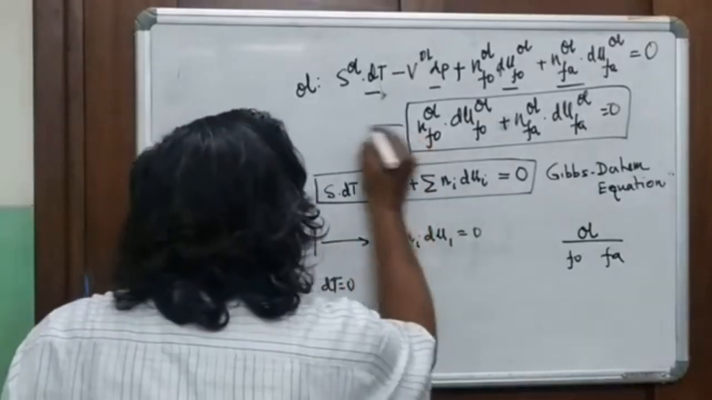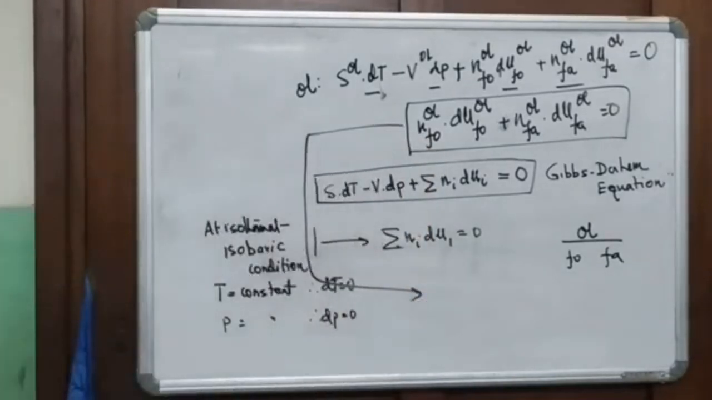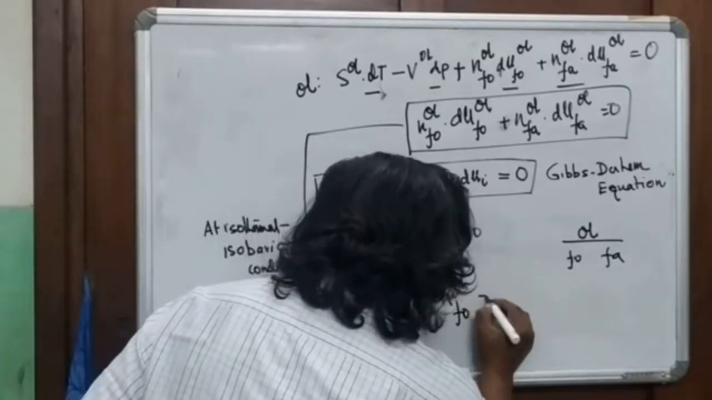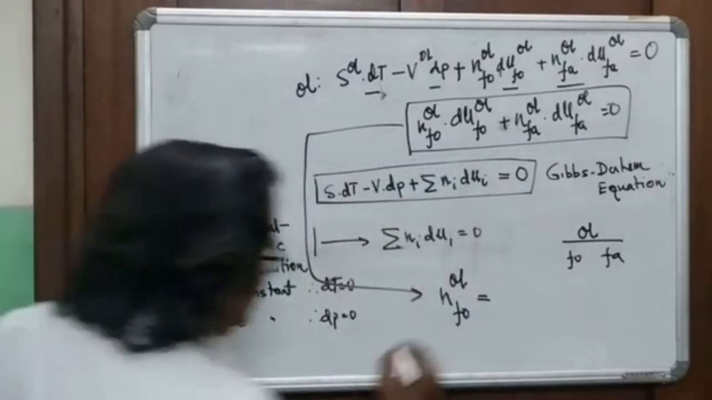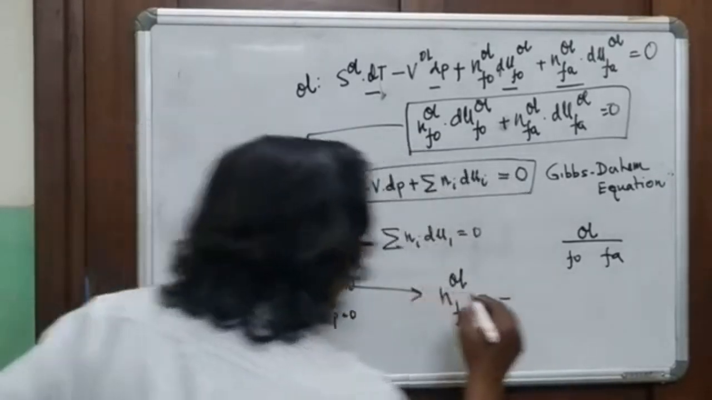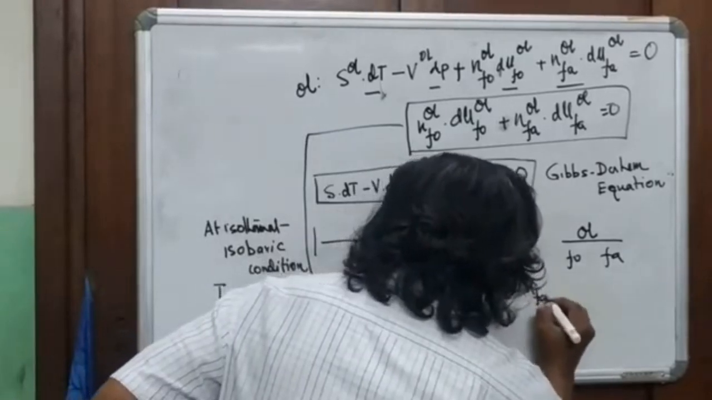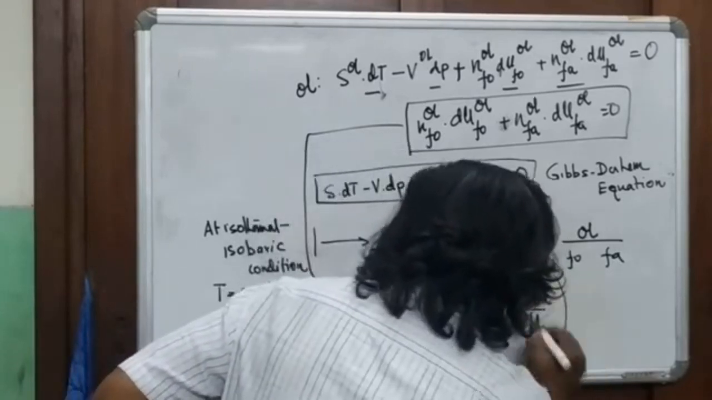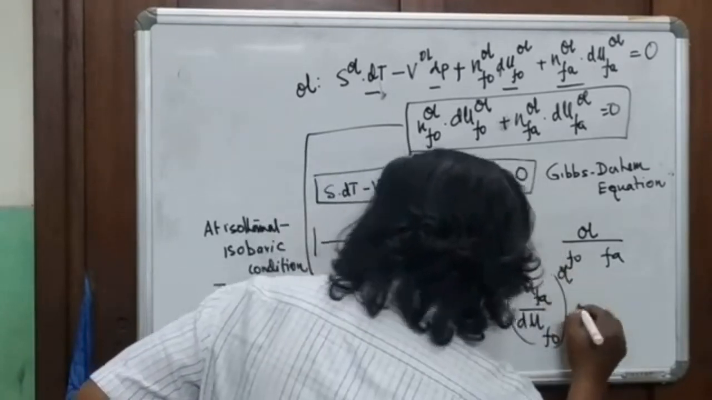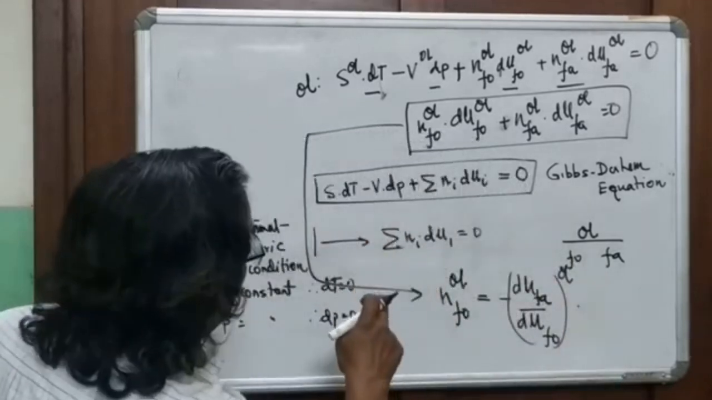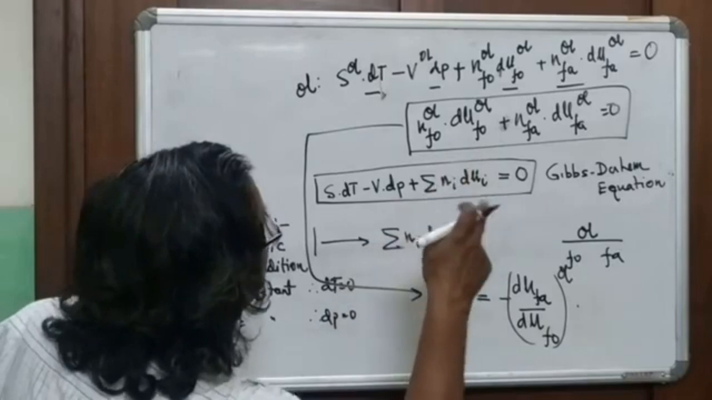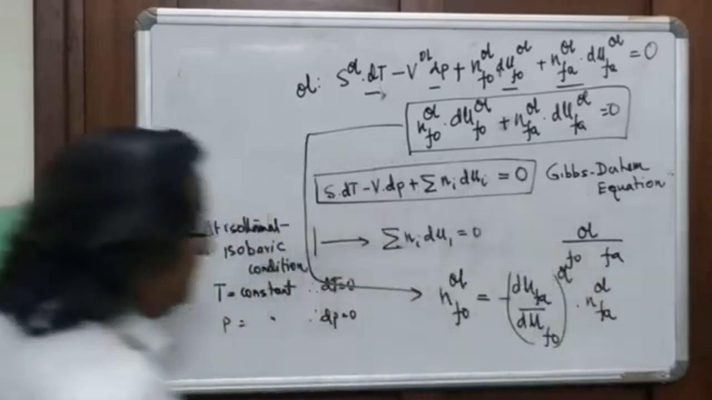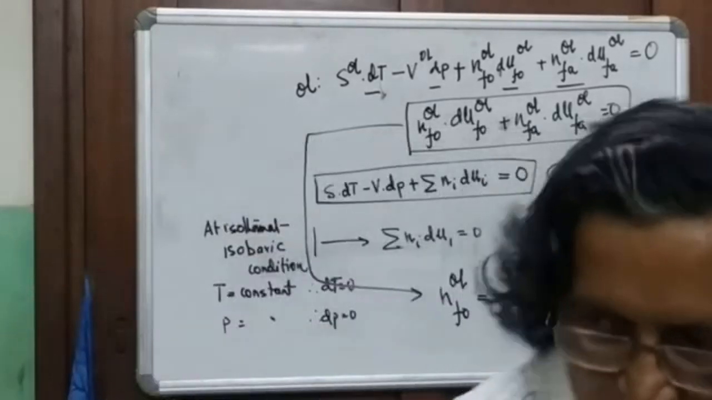Now, if I bring this down and write N forsterite in olivine is equal to minus d mu fayalite by d mu forsterite in olivine into N fayalite in olivine. Now look at this. What does this tell you?